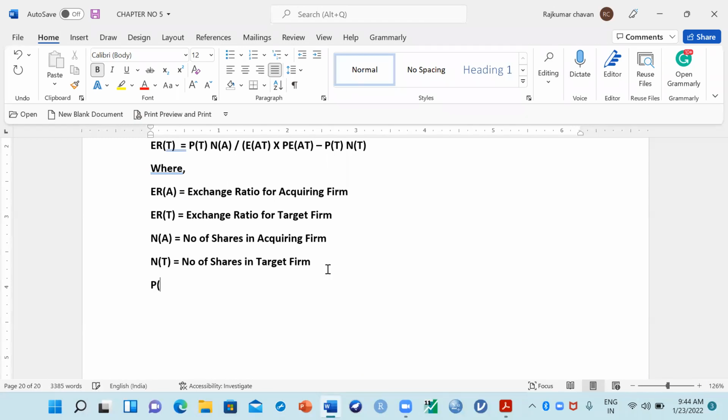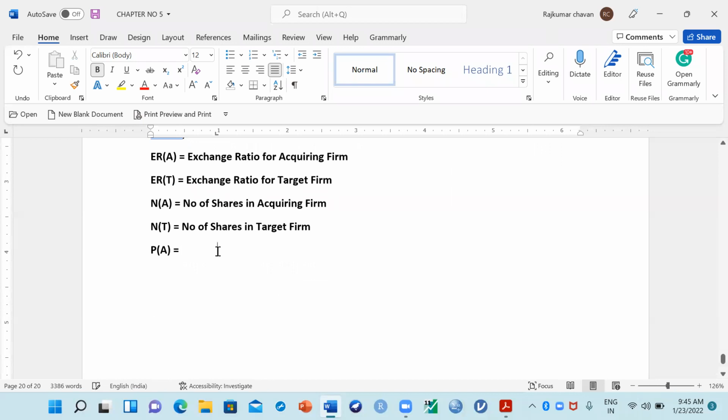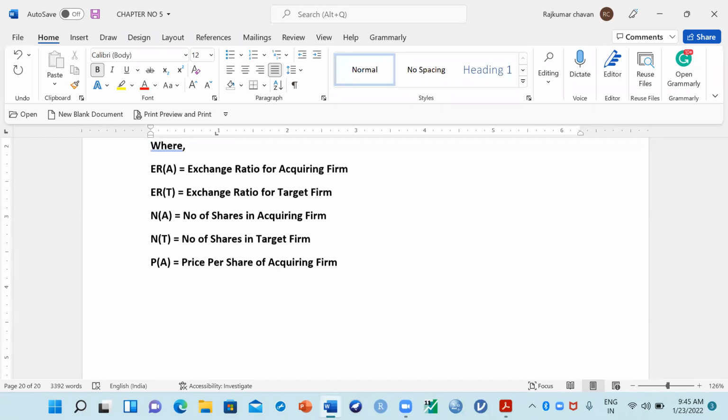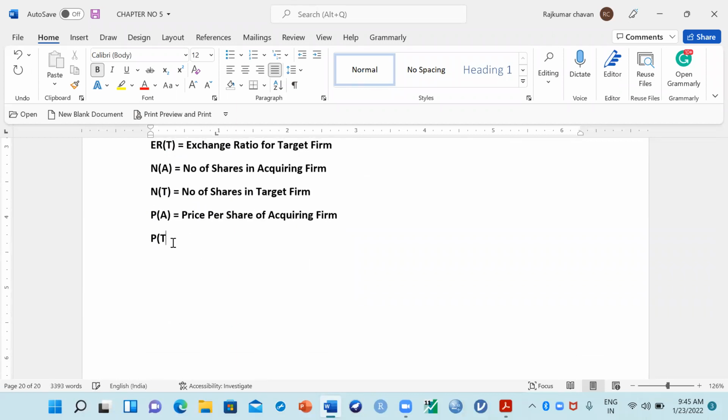Let us go down. Now PA, you can see here PA is given. What is PA? It is the price per share. If it is A, it means the price per share of the acquiring firm. Next, somewhere I have written PT. If PA is the price per share of the acquiring firm, what will PT be? Okay, I got the answer: price per share of the target firm.